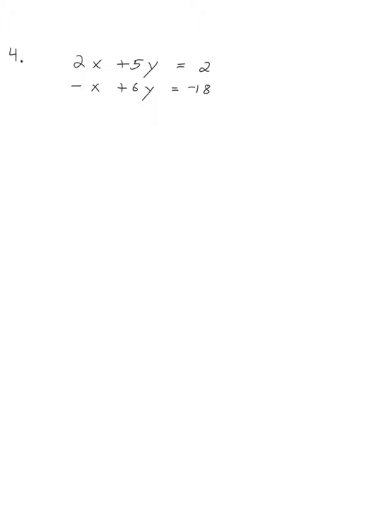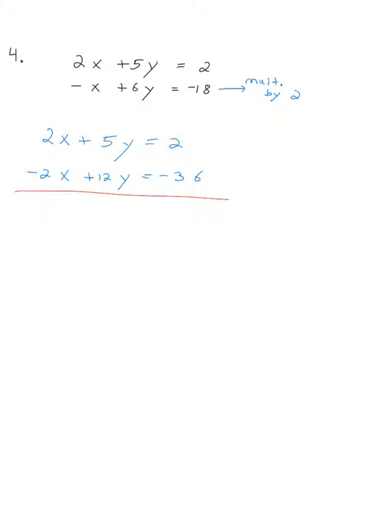So there's a middle step where I'm not going to do a thing to my first equation, which was 2x plus 5y is equal to 2. I'm just going to make a note that we're going to take this second equation and multiply it by 2. If you do that, you get negative 2x plus 12y is equal to negative 36. This is a great option for solving this system because if I now take these two equations and add them together, you cancel the x's.